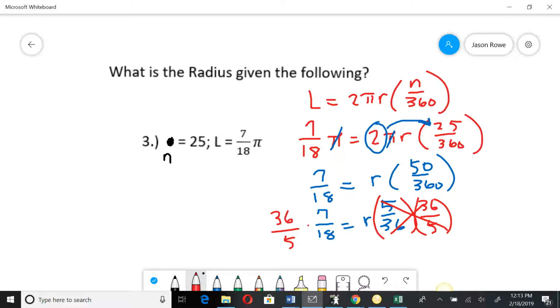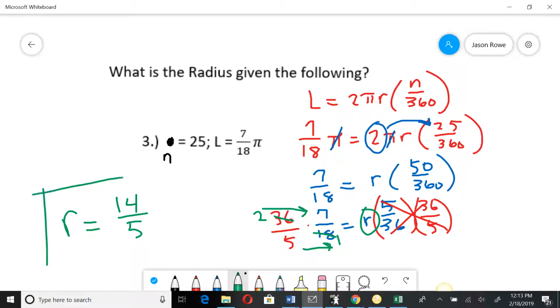So those cancel out. And again, I can simplify. I know that 18 will divide into 36 twice, so that becomes a 1. And so the final answer here will be, I've got r left over here. I've got r equals 2 times 7, 14, 5 times 1 is 5. And there's my final answer.